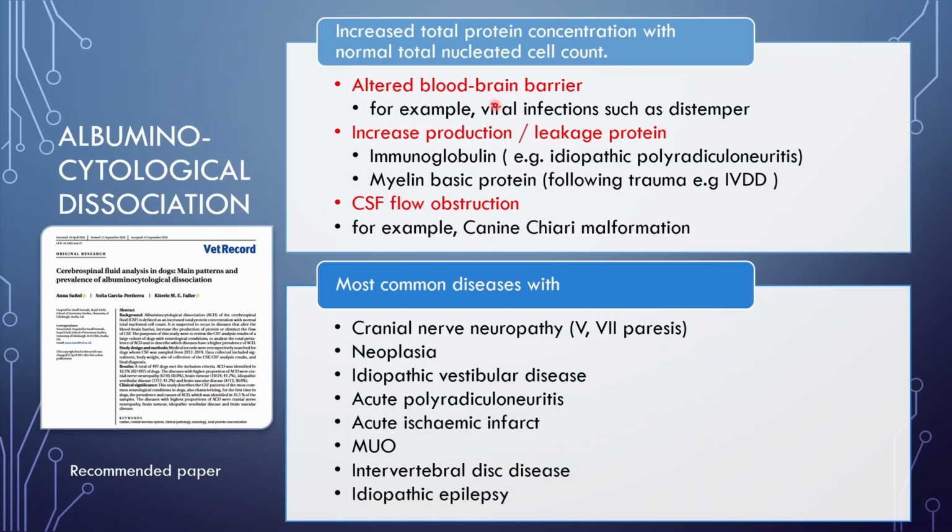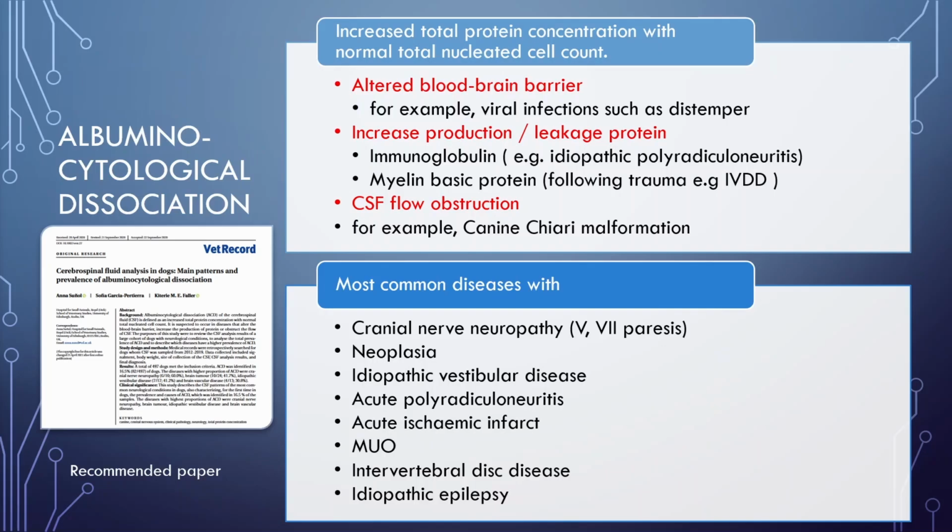Well, basically this can happen because the blood-brain barrier is leaking. For example, in viral infections, especially distemper. This is because there is increased production of protein, which is also being leaked through that leaky blood-brain barrier. So immunoglobulin, for example, having a raised CSF protein is one of the classic indications of idiopathic polyradiculoneuritis or Guillain-Barré syndrome, that is in humans.